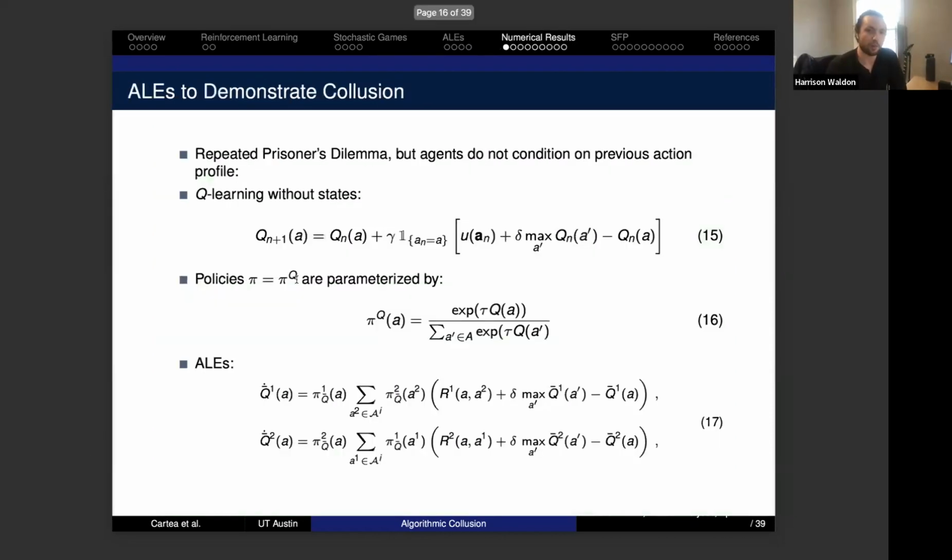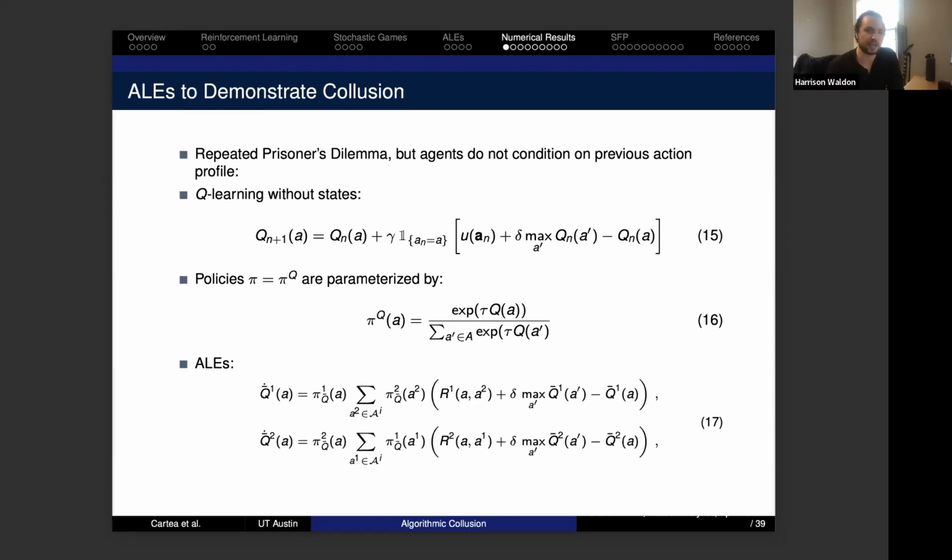Okay. So as a proof of concept, to validate these equations, to show that there are indeed good approximations of the behavior of the algorithms, let's first consider repeated prisoner's dilemma, but agents don't actually condition on the previous action profile. So they just learn one policy and they use that same policy every period. They're kind of a dumb algorithm. They don't remember anything.